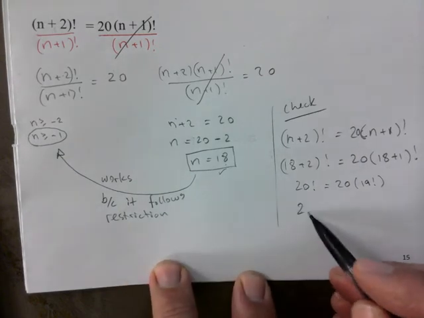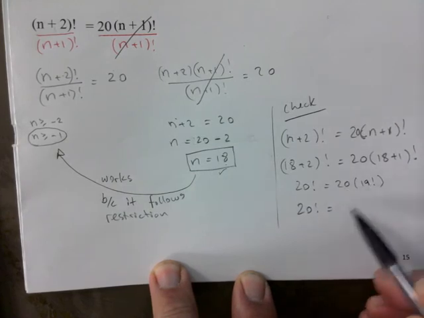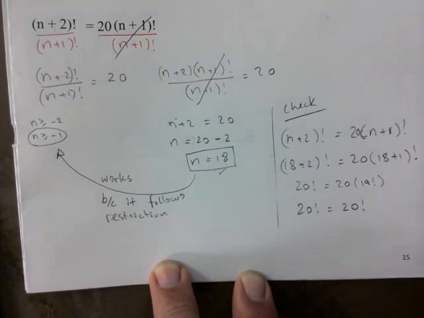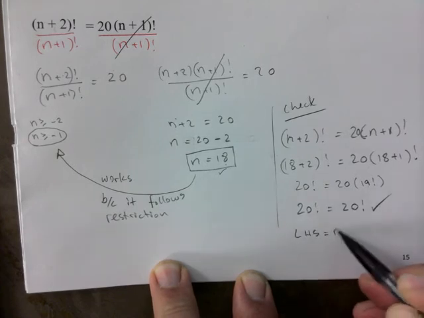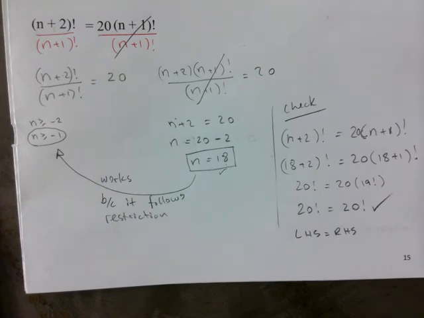Without even plugging this in, 20 times 19 factorial is the same thing as just saying 20 factorial, correct? So you can actually stop right there. Left-hand side is equal to right-hand side. You don't need to plug in and figure out what 20 factorial is, because if both sides are the same, you're done. So this is how you do equations.